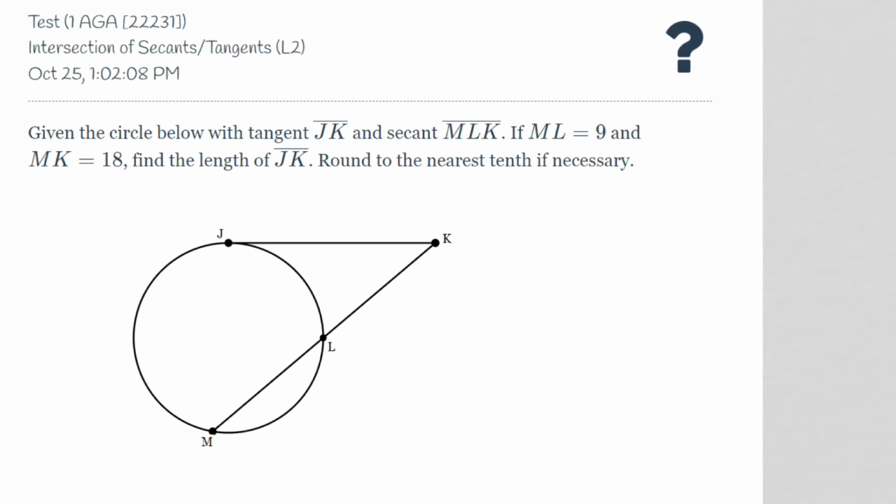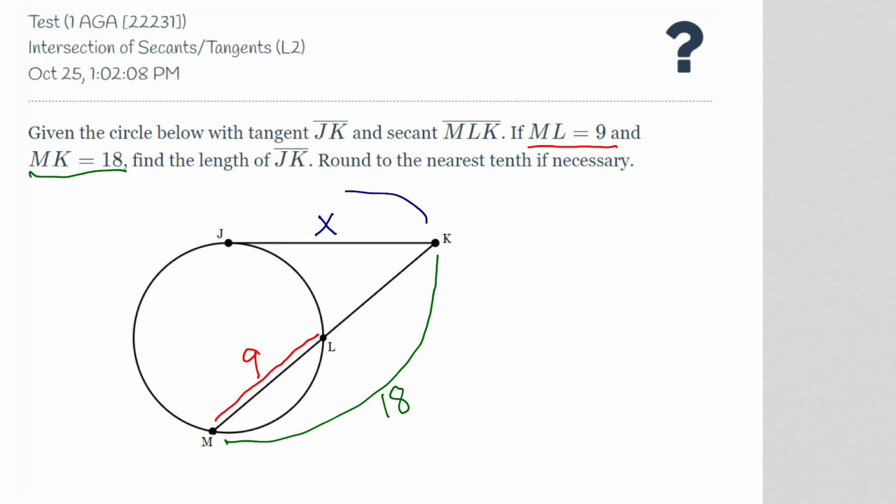Intersection of secants and tangents, level 2. I will first label all parts. ML is 9. MK is 18. Find the length of JK. I will use the variable x.